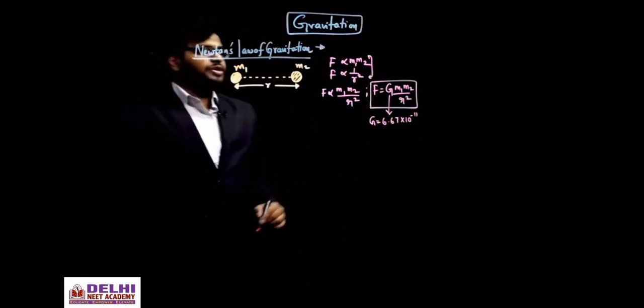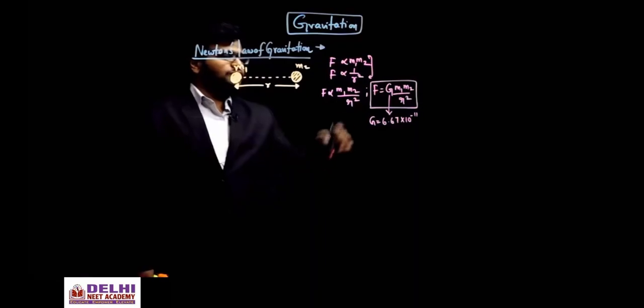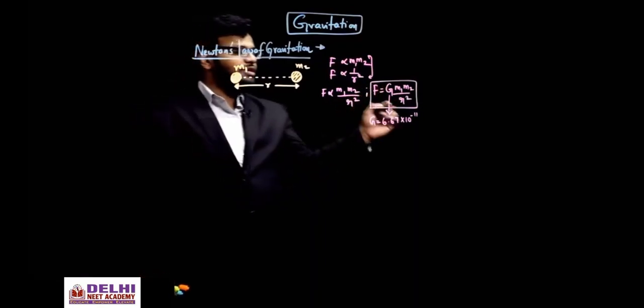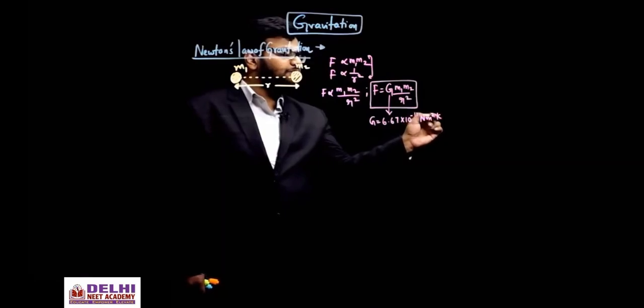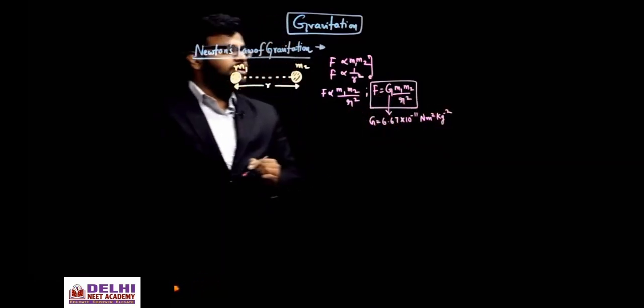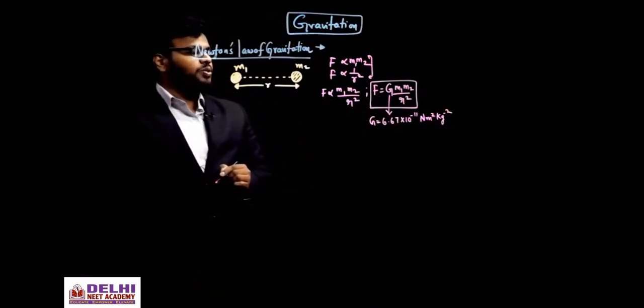In the proper unit, Newton meter square per kg square. So this will be Newton meter square kg power minus 2. In the proper SI unit, this will be the unit, Newton meter square kg power minus 2.